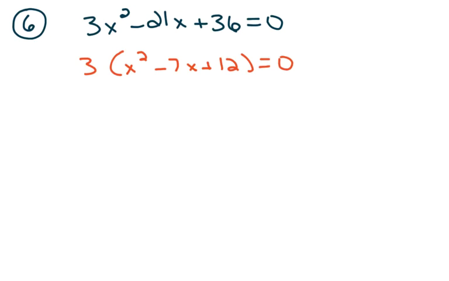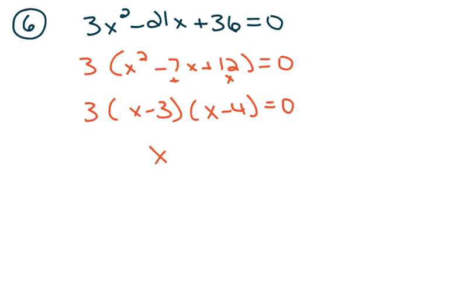And then I'm going to notice that the leftover trinomial is a simple trinomial. The two numbers that multiply to give you 12 but add to give you negative 7 are negative 3 and negative 4. The solutions are what you get when you solve that using the zero product property, so it's going to be positive 3 and positive 4. And if you graph it, you should see it hit the x-axis at positive 3 and positive 4.